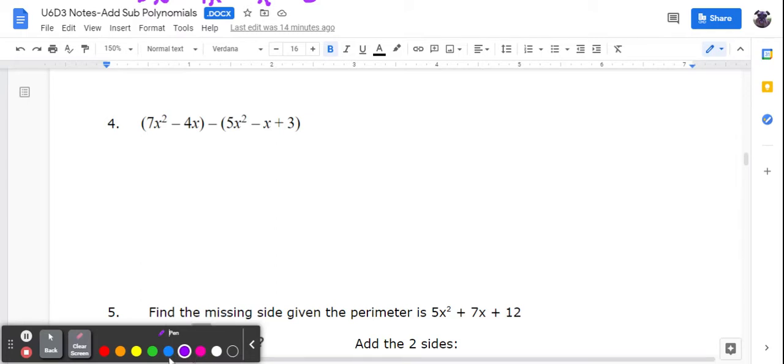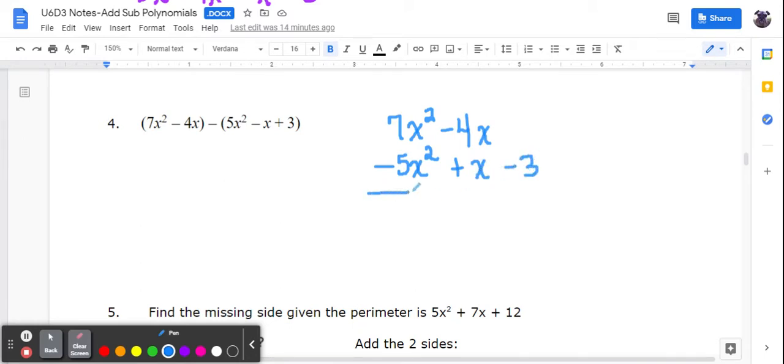So here we have a quadratic, 7x squared minus 4x. I'm going to go ahead and rewrite this over here, 7x squared minus 4x. And then the second quadratic is being subtracted from it, so that means I need to take that negative sign and distribute it to all three terms. So that 5x squared is now going to become -5x squared. I'll go ahead and line it up. And a negative x becomes a plus x. And a positive 3 becomes a -3.